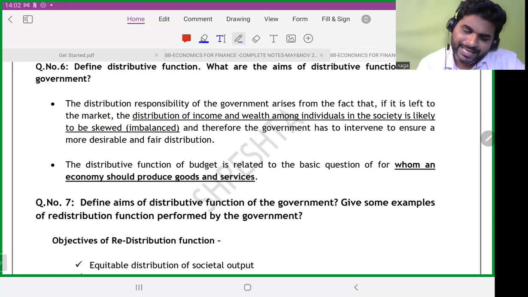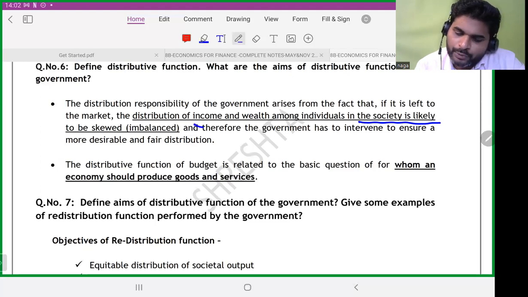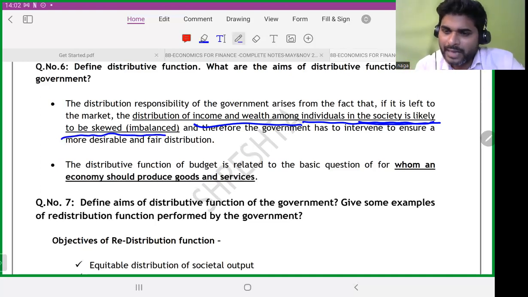The distribution is required. If the government is not doing that function, what would happen? The balance of society, the income and wealth among individuals in the society, is likely to be skewed, imbalanced. You must be wondering what happens if there is no balance in the income and wealth of individuals. There are a lot of issues. The crime rates, the various issues that society faces, the health issues, all of that happens because of these inequalities.